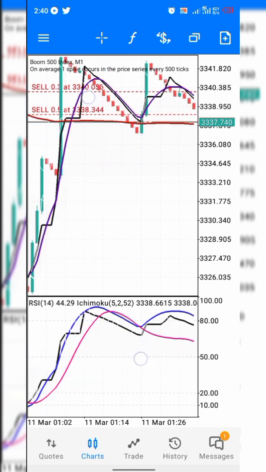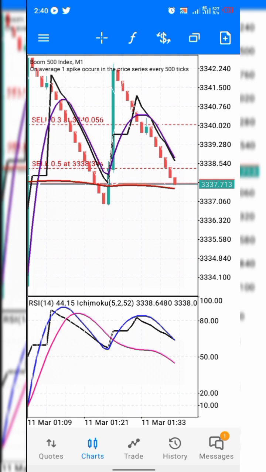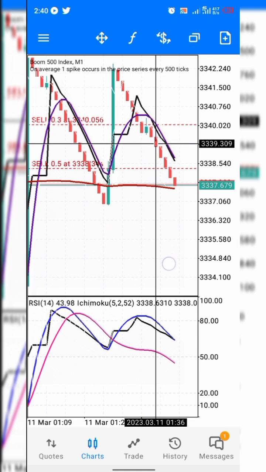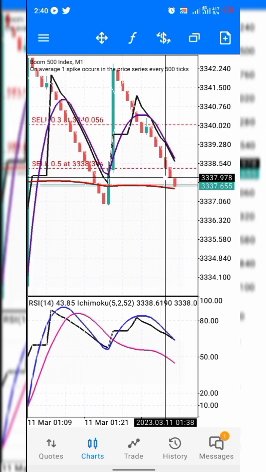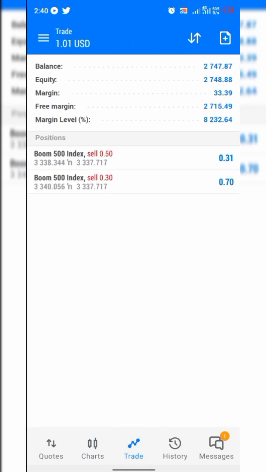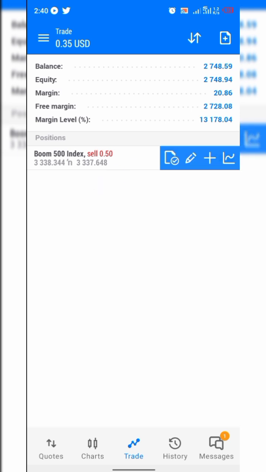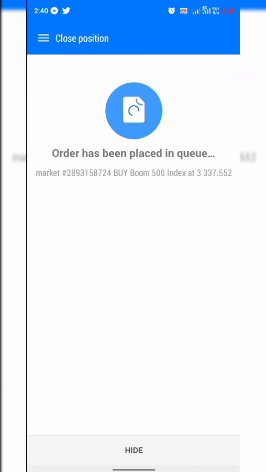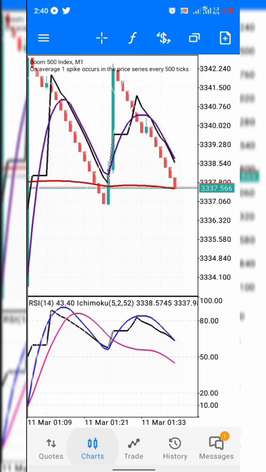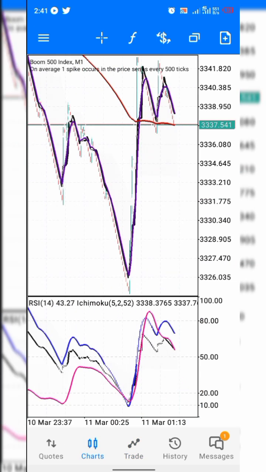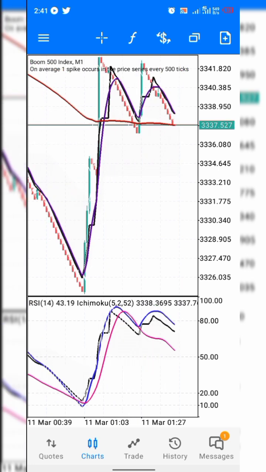Okay, so if you look at these candles, it has already reached 5. Let's say this one is 1, 2, 3, 4, 5. You've already seen your 5 candles, then you close your trade. I only tried 0.50 lot size because I'm using a demo account for this tutorial, sorry.